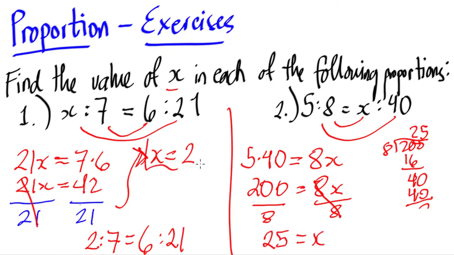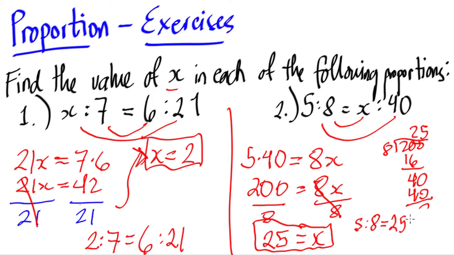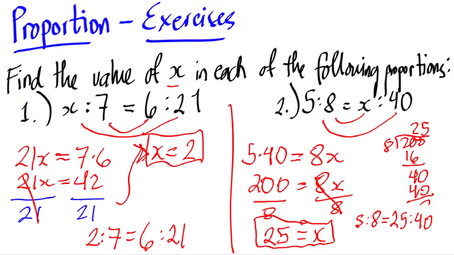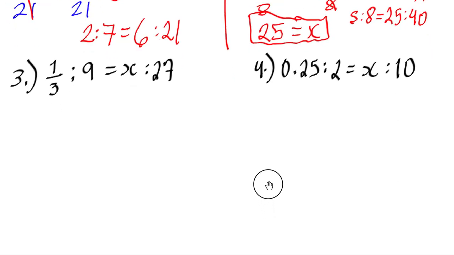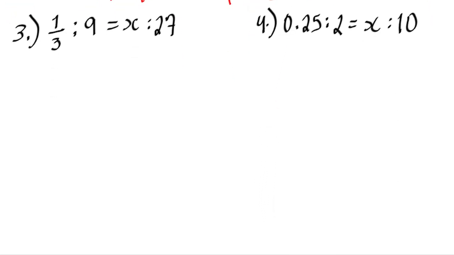Okay, I forgot to box this. Let's box this also. So therefore, we have this proportion that is 5 is to 8 is equal to 25 is to 40. How is this true? Try to divide the right hand side by 5. You will get 5 here. Divide 40 by 5, and we will get 8 here. So that's equal. That's a proportion. Now for numbers 3 and 4, let's try to answer this.